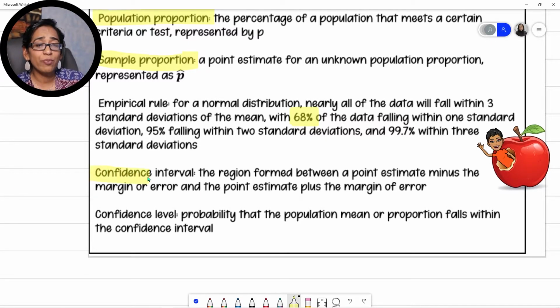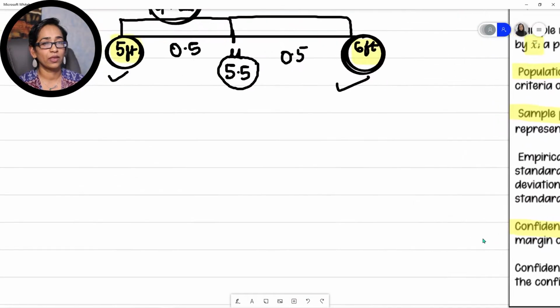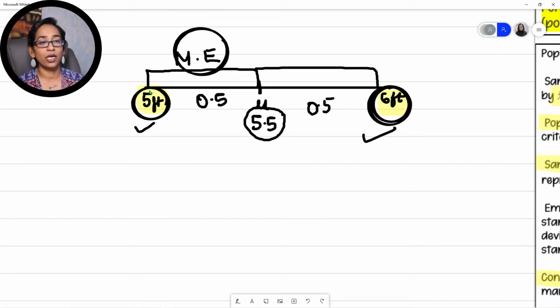Now the next most important one, confidence interval. Confidence interval is the region formed between the point estimate minus the margin of error and the point estimate plus the margin of error. Like we've seen these two. Let me go back to that. So this is my confidence interval: point estimate plus margin of error, point estimate minus margin of error.